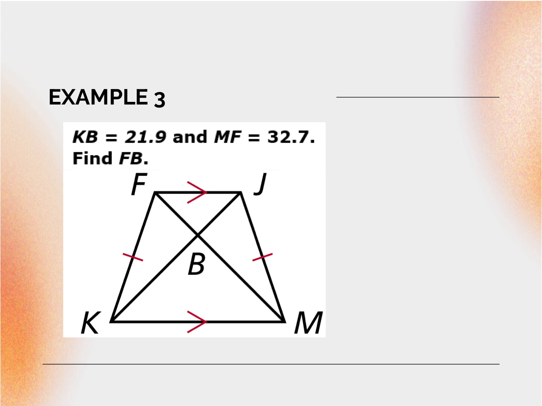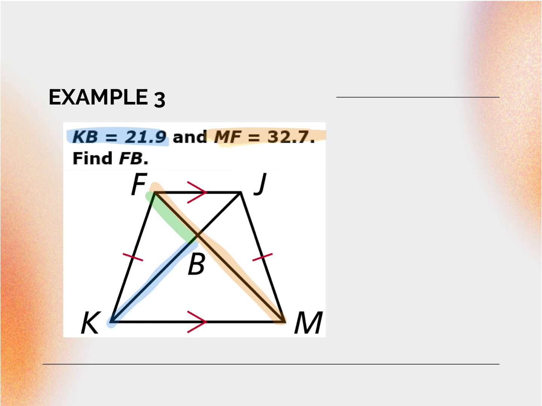All right. This question, please label your information. We know that our diagonals are congruent. So first thing they're giving me, KB is 21.9. This is KB right here. MF is 32.7. And they want me to find BF.